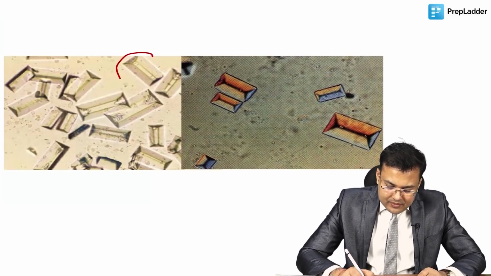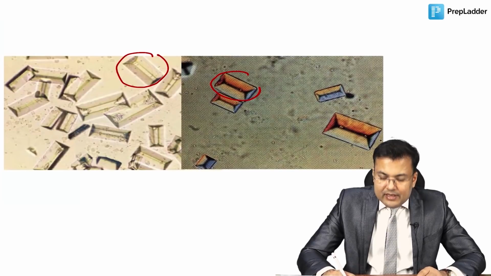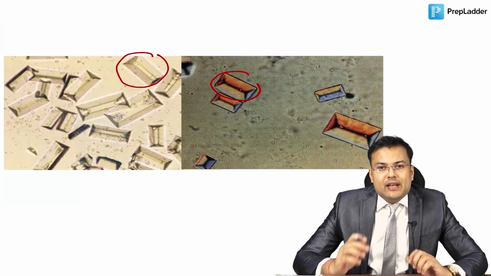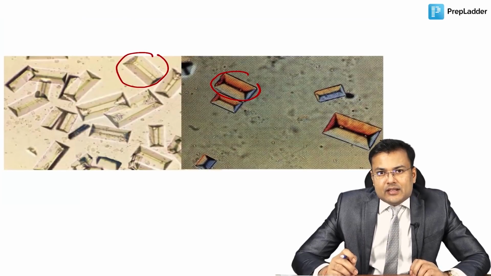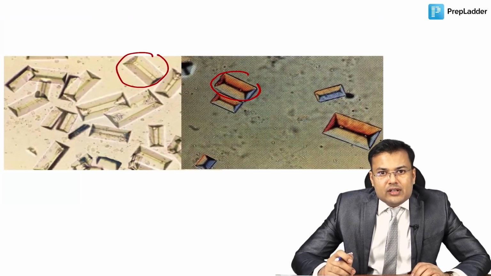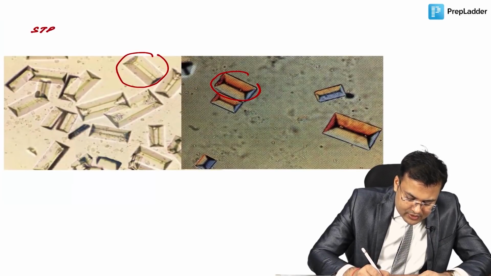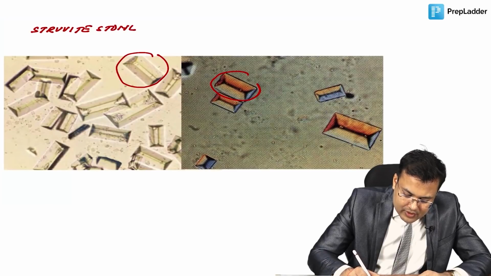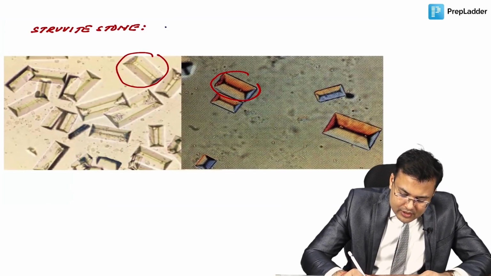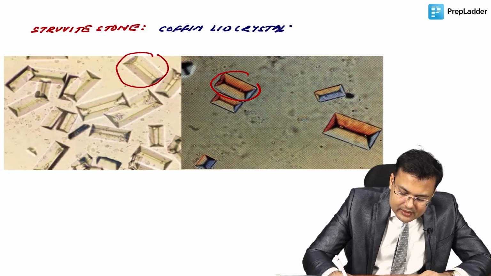Can you see the shape? It is coffin lid. Coffin lid crystals are seen in struvite stone or staghorn calculi, right? So this is a struvite stone crystal, and in struvite stone, what kind of crystal? Coffin lid crystals are seen.